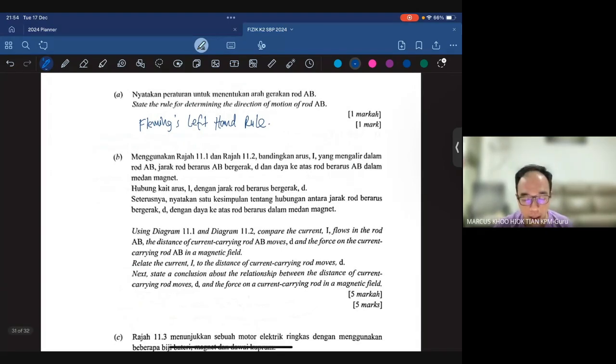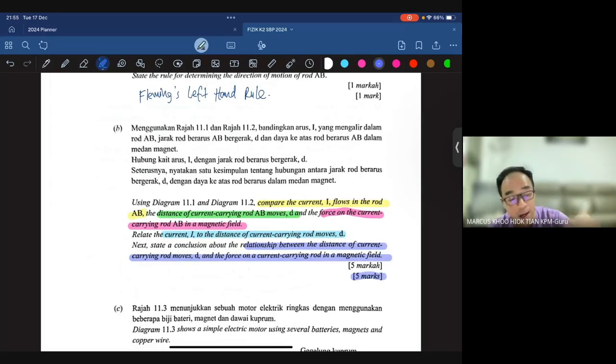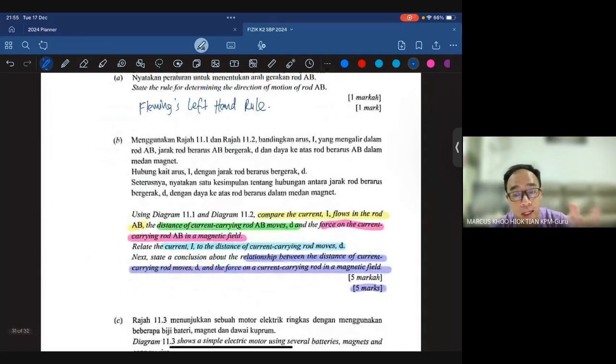Okay, compare the current. One thing. The second thing to compare is the distance. The third thing to compare is the force. Okay, three things to compare. And then relate the current to the distance. And then after that, I'm running out of colors, sorry, the relationship between distance and the force. There are always 5 things there because this is a 5-mark question. So don't lose sight of the fact.